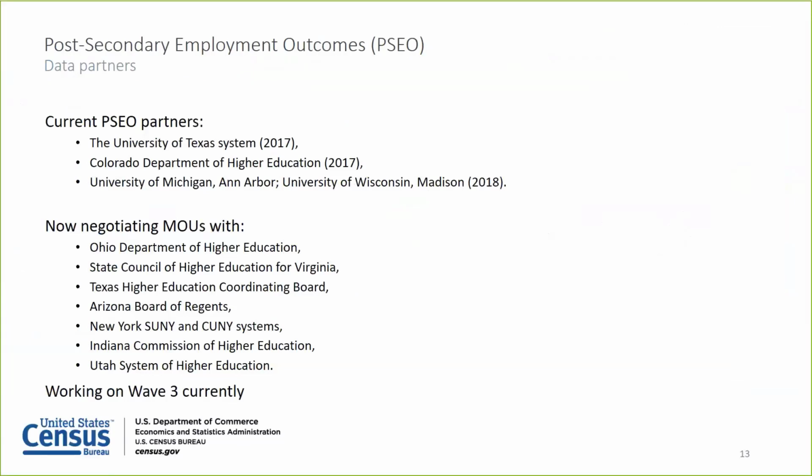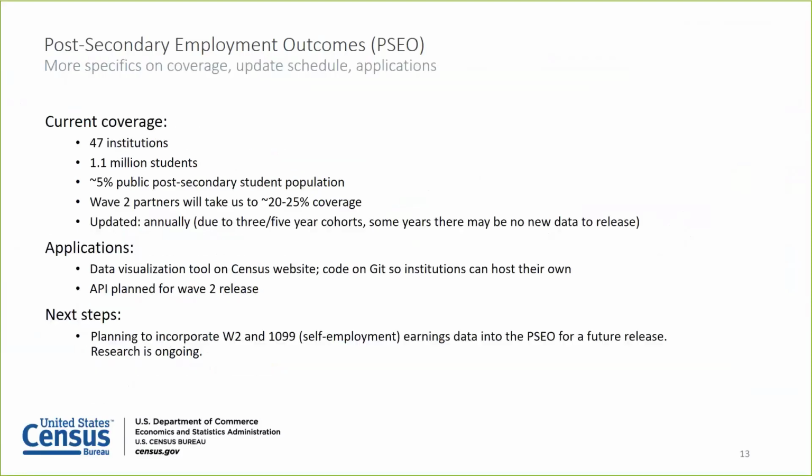We have the University of Texas system, Colorado, Michigan, Ann Arbor, and Wisconsin. We're working with a number of other states as well and negotiating MOUs with them and hoping that those are speeding along. Some of them are, and most of the ones that you see here are really close. My goal, I joke with people, is to win the Electoral College in terms of signing MOUs. So we're hoping to expand this rapidly.